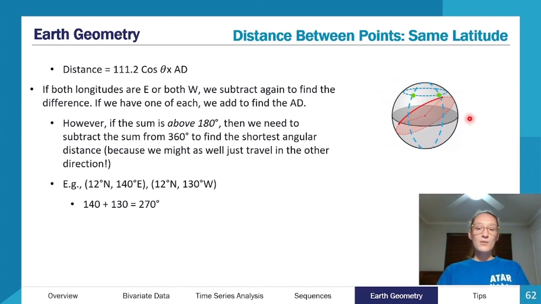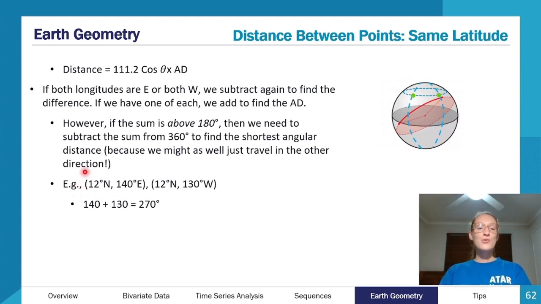So here we can see that our two points are both on the same latitude, which is 12 degrees north. Again, 12 degrees north is going to be about here. I'm sorry my example doesn't match my picture, but you can pretend that it does.